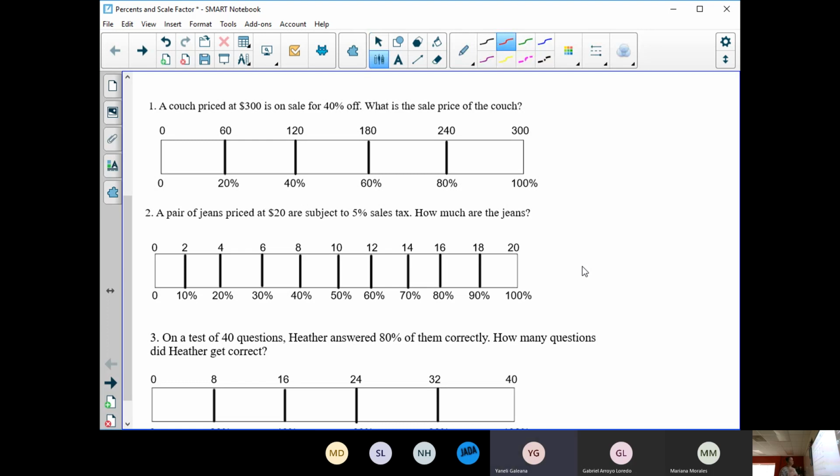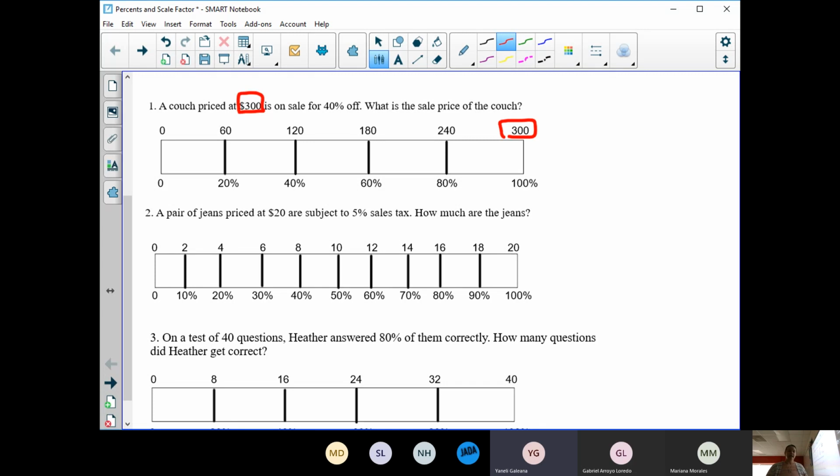What is the sale price of the couch? So on my bar model, I know that 0 is going to be on one end of my bar, and that 300 is going to be on the other end, because 300 is the price of the couch. And on the bottom side, you can see I have my percents. So again, 0 is going to match up to 0. And 100% is going to be with 300, because 300 is 100% of the cost of the couch.